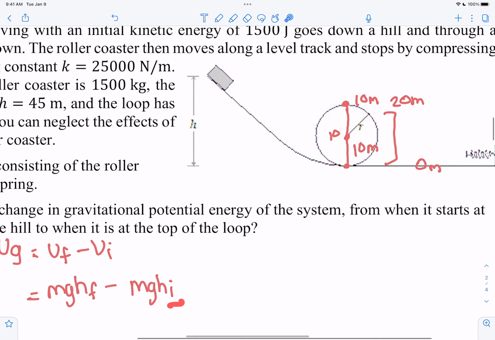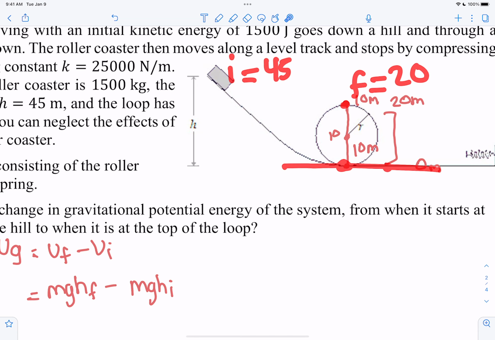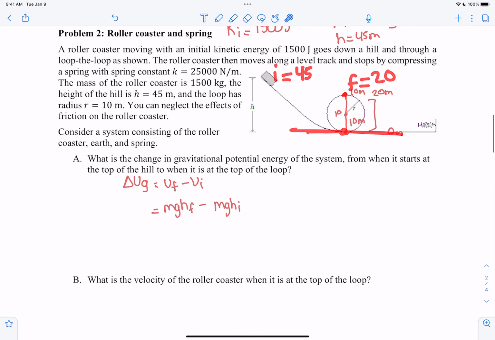We started initially at 45 meters. And once again, we're considering this as our arbitrary 0 point. We're naming the bottom of the loop here as the 0 point. And then the top of the loop would be our 20-meter point, and this is 45. So if our initial was 45, our final was 20, and this is all relative to the bottom. And yes, you can just say UG is equal to mg delta y if you wanted to. Either way works.